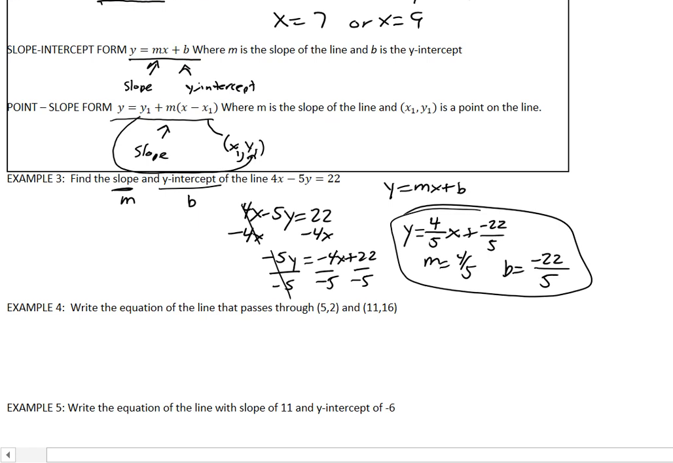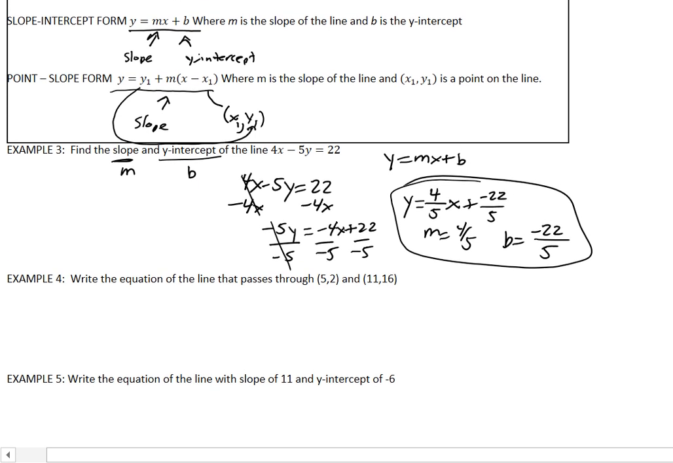So let's look at the next example. Write the equation of a line that passes through 5, 2 and 11, 16. Previously we found the slope of this line by doing m equals 16 minus 2 over 11 minus 5, and we said that was 14 over 6, which we reduced to 7 over 3. Now, we have the slope and we have two points. There are actually two things that we could write that would be correct, and either one would be acceptable.